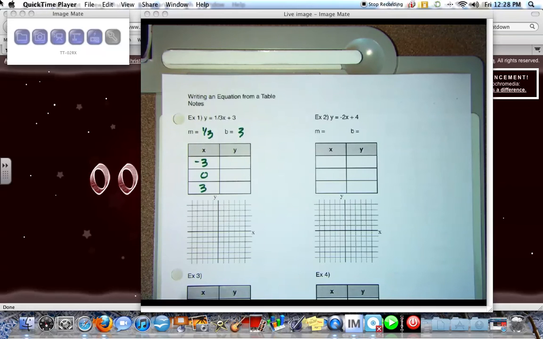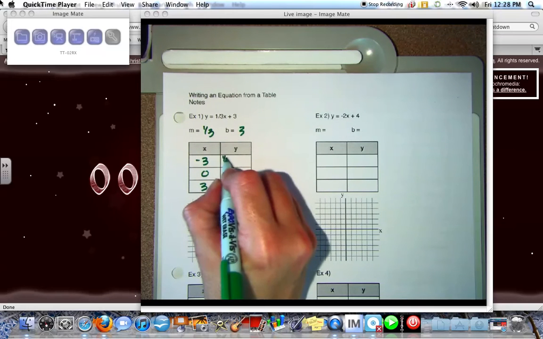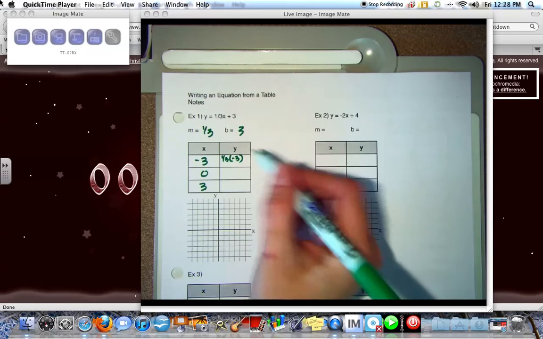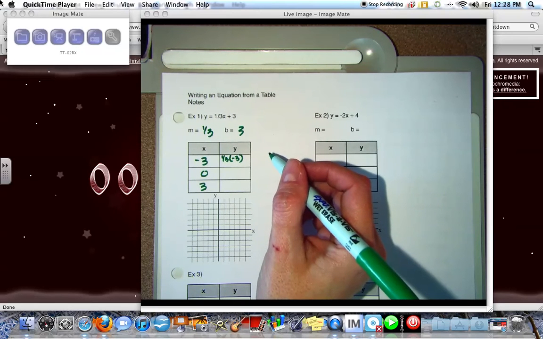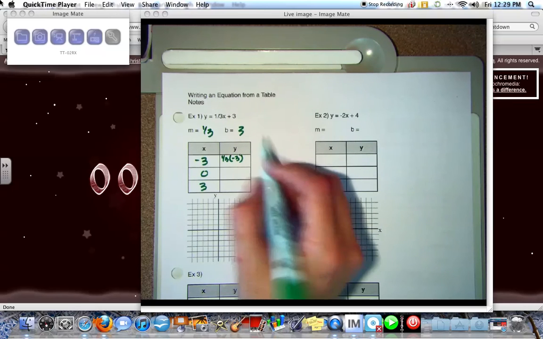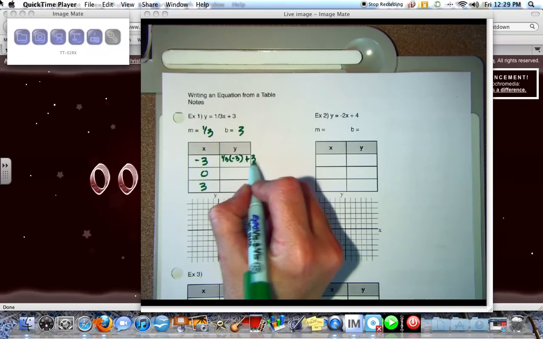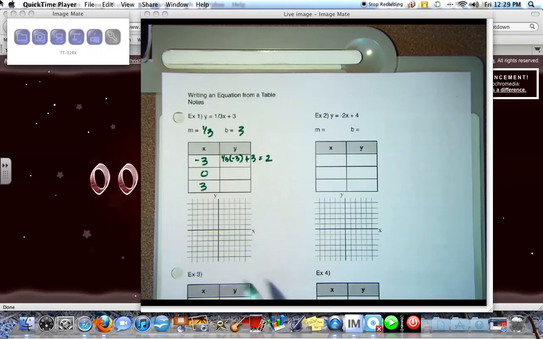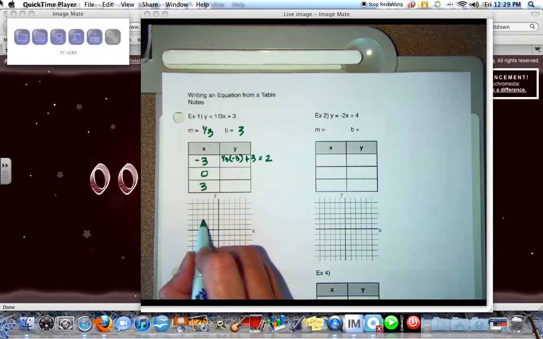All right, so we have 1/3 times -3. What does that give us? -1. -1 plus 3 gives us positive 2. So our ordered pair is -3 and +2.